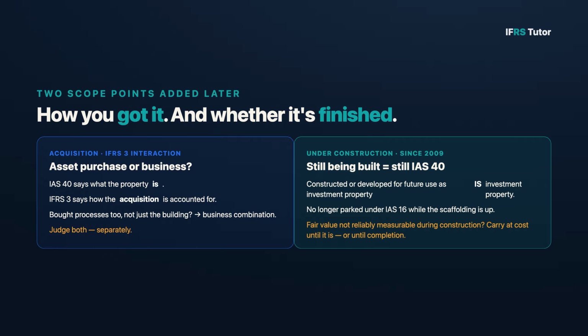Second, property you are still building. Since 2009, a property being constructed or developed for future use as investment property is investment property. It no longer sits under IAS 16 while the scaffolding is up. And if you're on the fair value model, but genuinely cannot measure fair value reliably while it's under construction, you carry it at cost until you can, or until construction completes, whichever comes first.